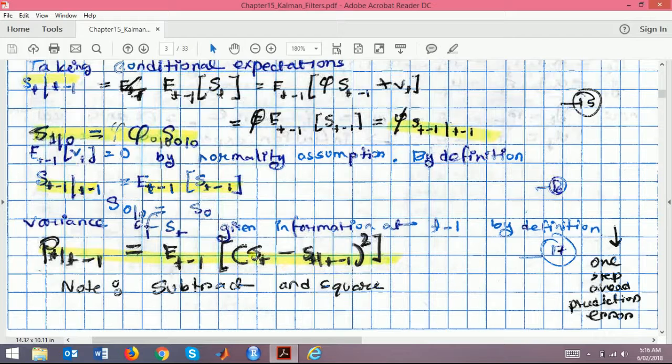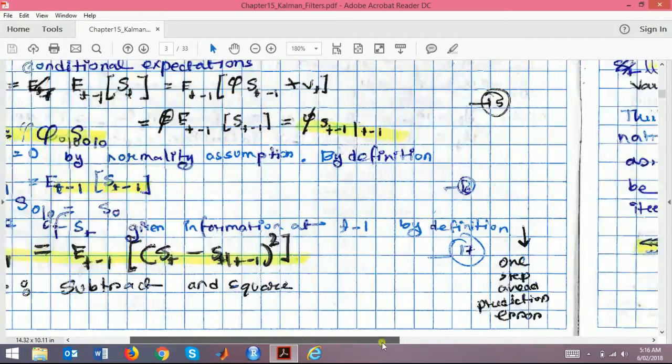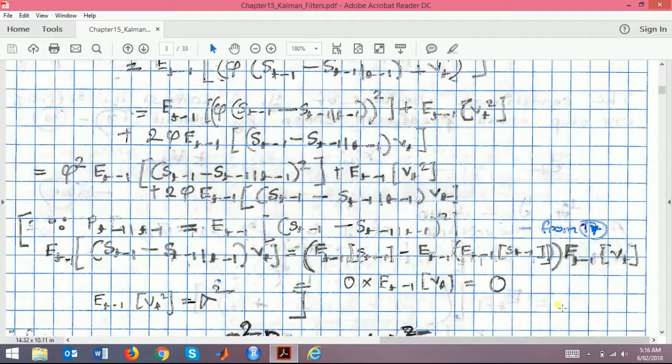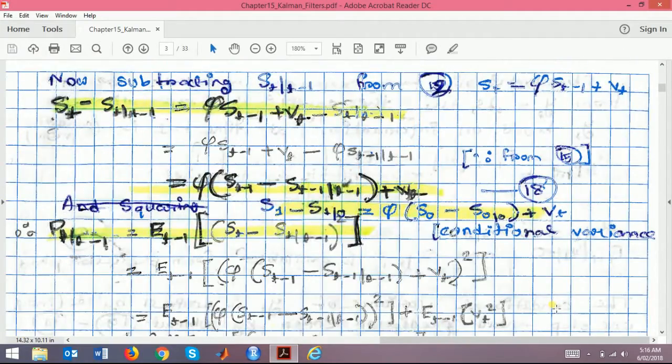So this gives you the one step ahead prediction error by definition. And what will happen? What is the difference? Well, s1|0 is basically phi s0|0, right? So s1 minus phi s0|0. We need to remember these as we go forward: S0, then S1|0, S0 conditional on 0, or phi S0 conditional on 0.